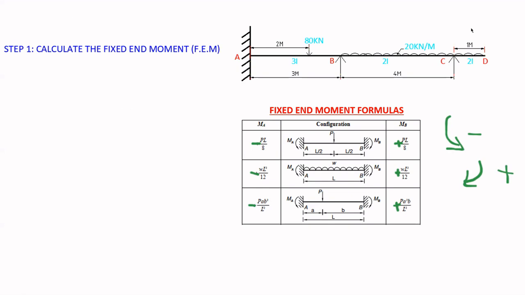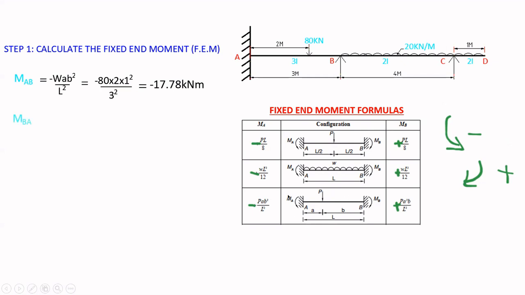Calculate the fixed end moment. This is the fixed end moment formula. For a beam with a point load at the middle, it is PL over 8, or WL over 8. The convention that I've taken is clockwise moment positive and anti-clockwise moment negative. So for the first case, we're going to use this formula here.